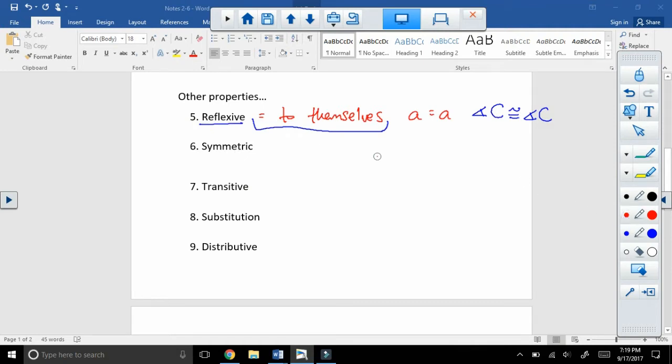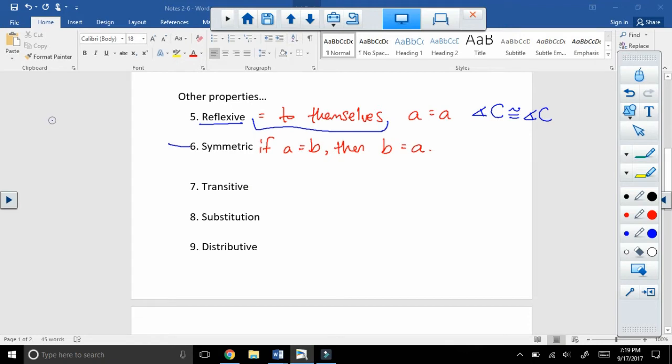The next one is symmetric. For symmetric, you actually have to have 2 equations. So you might have if A equals B, then B equals A. And I know you use this all the time in algebra. You probably never called it the symmetric property in algebra, but I can guarantee you've done this lots of times without maybe even realizing it.